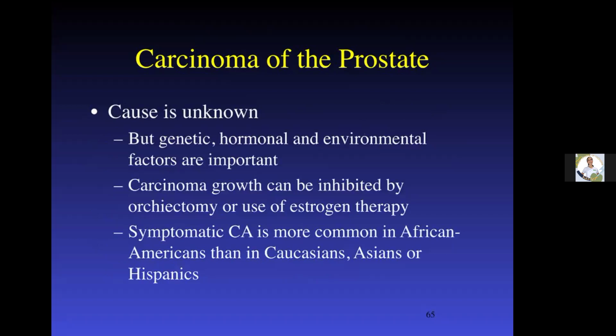The cause is unknown, but genetic, hormonal, and environmental factors are important. Growth of carcinoma can be inhibited by orchiectomy or use of estrogen therapy. That's why one of the treatments of prostatic cancer is orchiectomy, or they are given estrogen therapy. Symptomatic cancer is more common in African Americans than in Caucasians, Asians, or Hispanics.